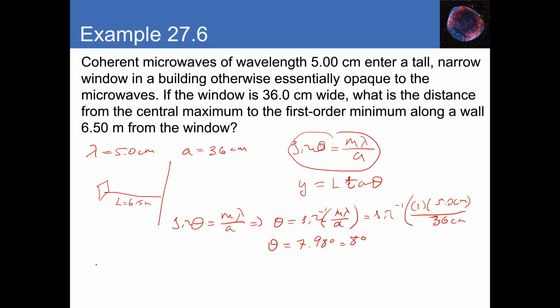Okay. So it's greater than 5 degrees. That means we rather use the sine of theta and tangent of theta. Then y equals L tangent of theta. So L is 6.5 meters, then tangent of, let's say, 8 degrees, right? And what we get here is roughly 0.91 meters, or 91 centimeters. That means 91 centimeters from the central maximum you will see the first dark fringe, which is almost a meter away, pretty much.